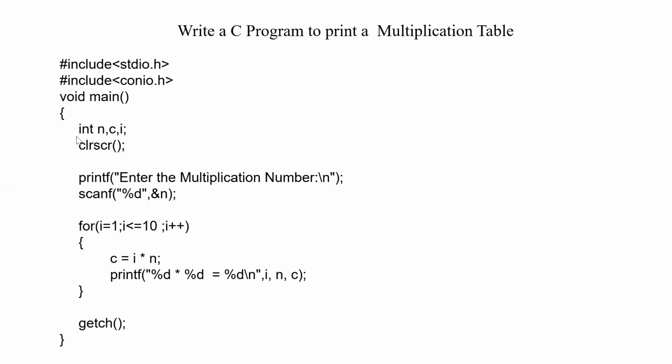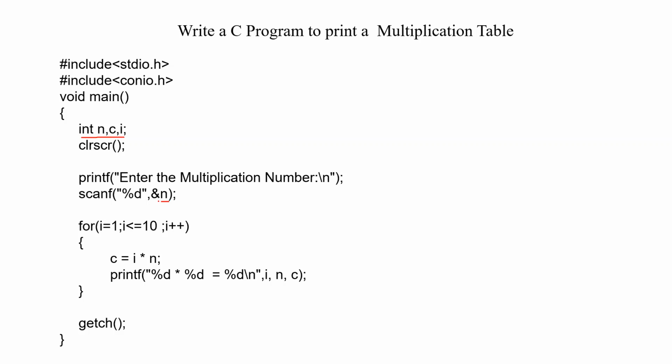Here we are first declaring the linking part, and we are all familiar with void main. After that, here we are declaring the local variables. After declaring the local variables, you know that we are using a variable n in order to accept the number whose multiplication table has to be printed. We are accepting it from the user.